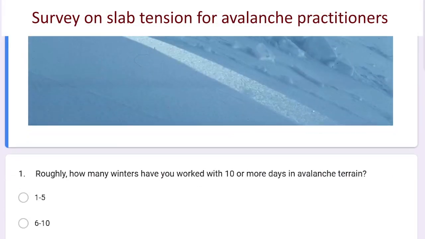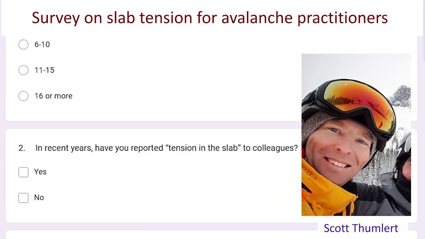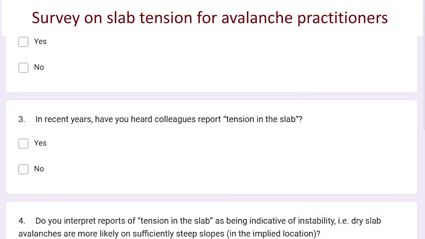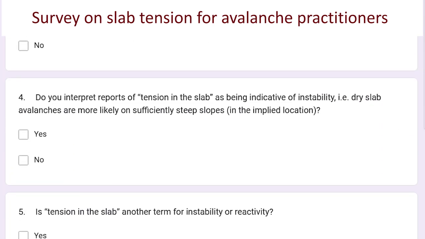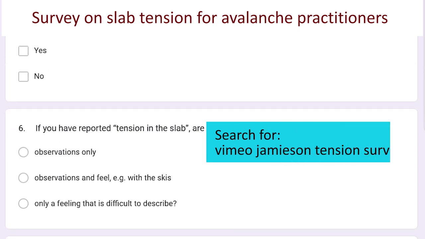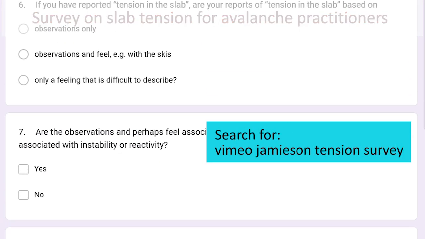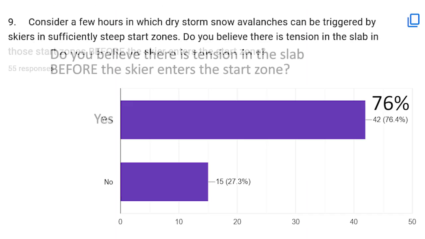In the summer of 2022, Scott Thumlert and I surveyed over 50 avalanche practitioners about tension in the slab. The full summary of responses is available here. About 75% of respondents said that when ski cuts are producing avalanches, there is tension in the slab before the skier entered the start zone.